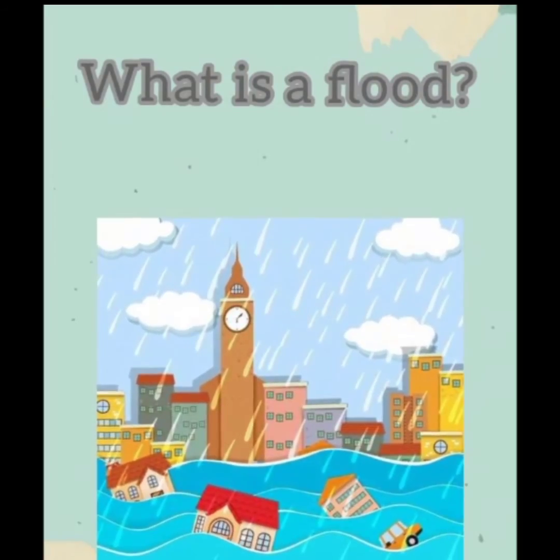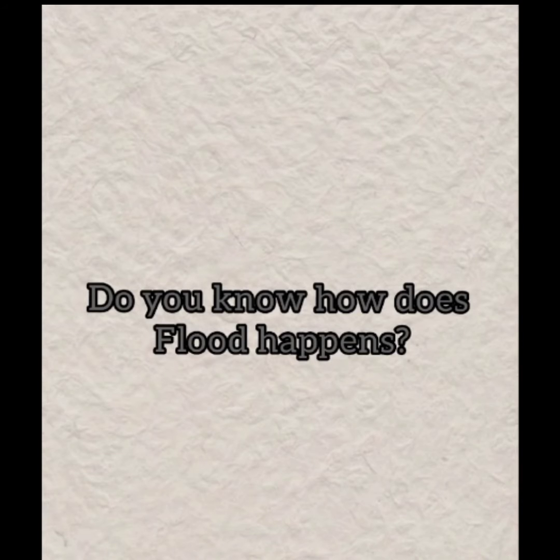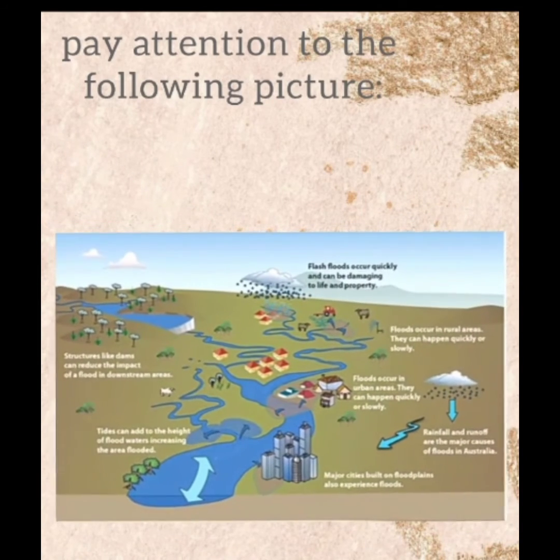Example of explanation text. What is a flood? A flood is an overflow of water that submerges land which is usually dry. Do you know how a flood happens? Pay attention to the following picture.